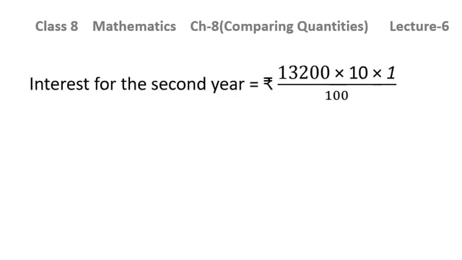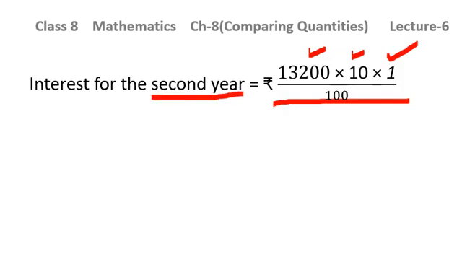Now for the interest, we need to calculate it once again, that is P into R into T divided by 100. P here is now 13,200. 10% is the rate of interest. Again I am taking time as 1 because I am calculating the interest for the individual years separately. I am not taking altogether time as 3 years. So after calculating you will be getting rupees 1320. This is the interest for the second year.